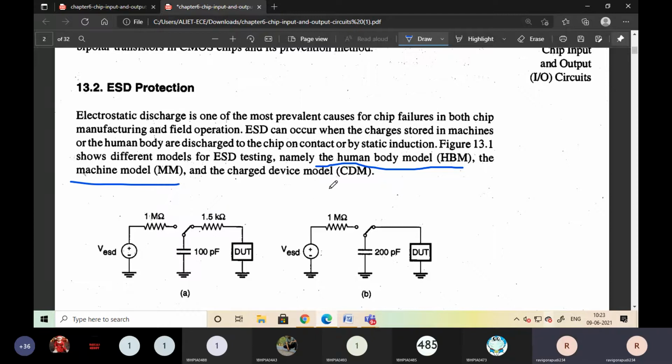ESD testing models. First one, HBM, human body model. Second one, machine model. Third one, charged device model. All are following? Then go for the first one, the human body model.